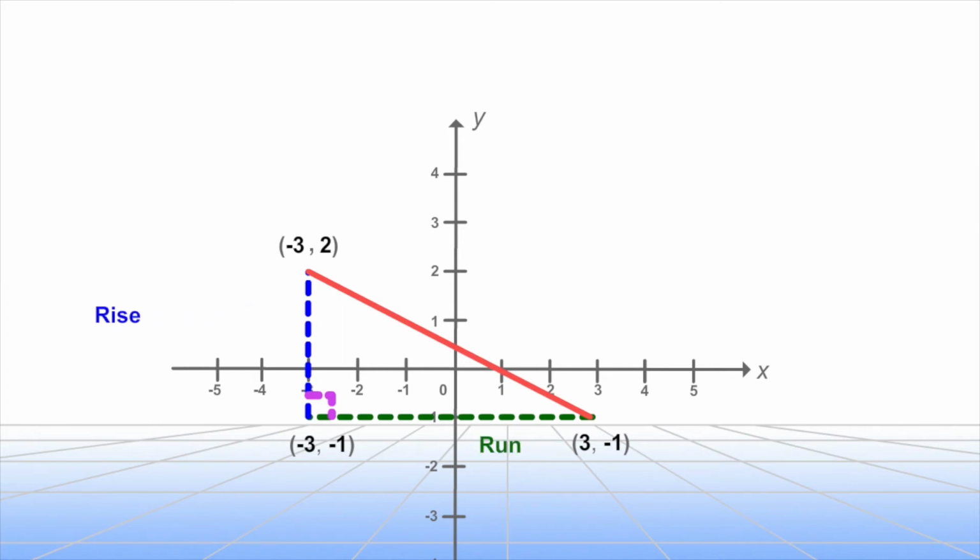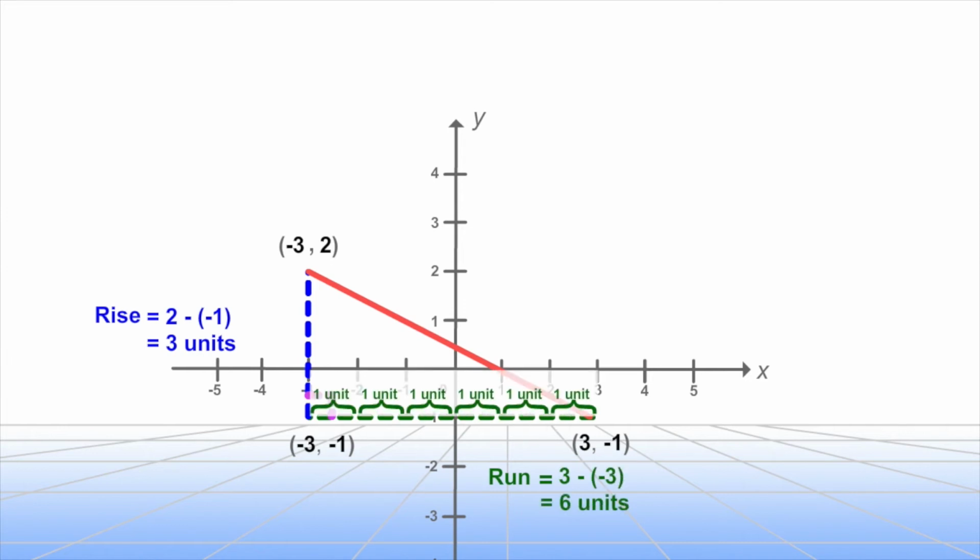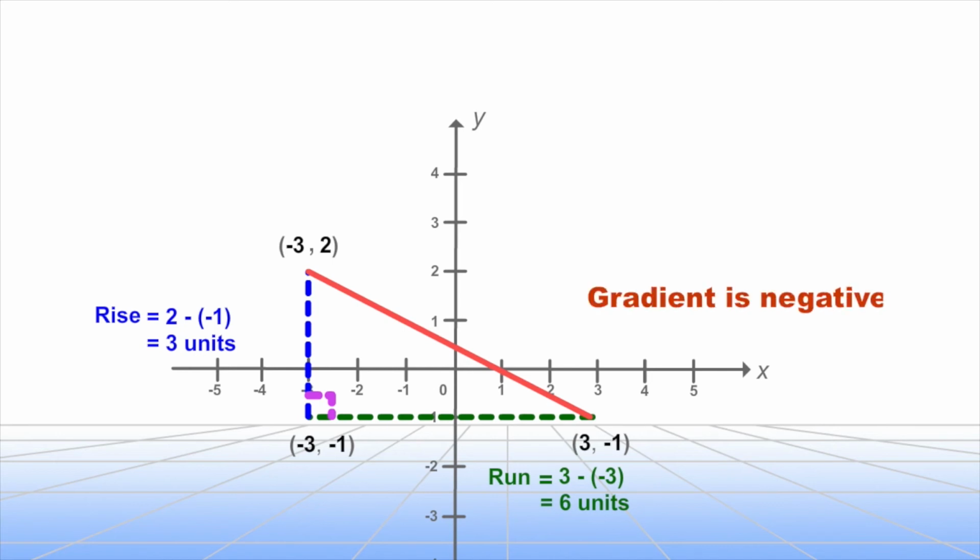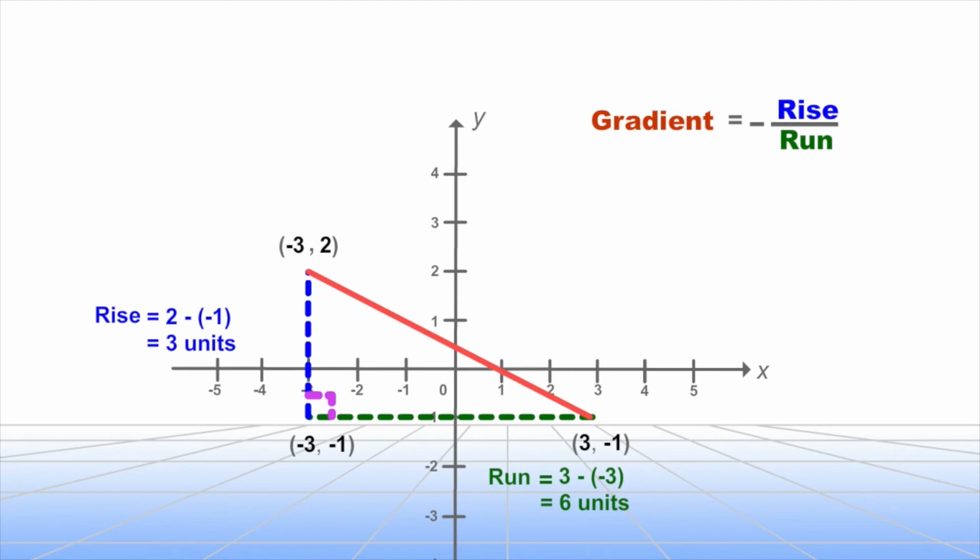The rise is given by the length of the vertical line, which is 2 minus -1, which gives us 3 units. The run is given by the length of the horizontal line, which is 3 minus -3, which gives us 6 units. Since the value of y decreases from left to right, the gradient of the slope is negative. Thus, the gradient of the straight line is given by the negative ratio of the rise over the run, which gives us -3 over 6, which is equal to -0.5.